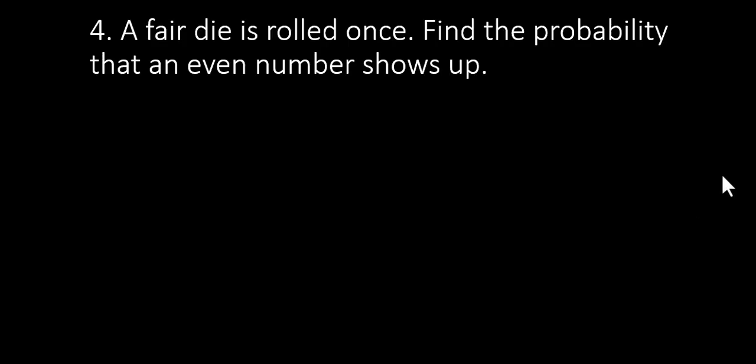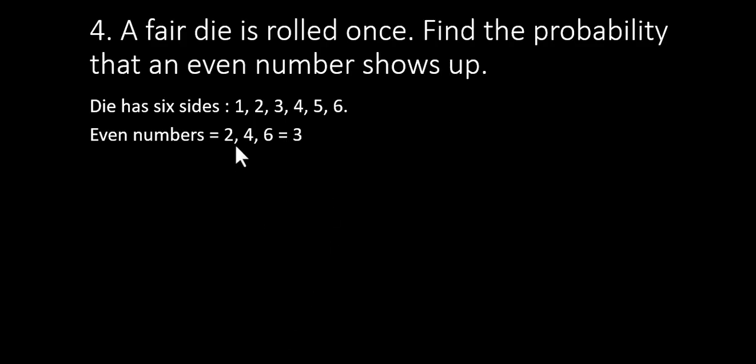In this particular case, we have 6 outcomes, since when we roll a die, we usually expect 6 outcomes. A die has 6 sides, so it has 1, 2, 3, 4, 5, and 6. We are going to pick the even numbers, which are basically 2, 4, and 6, which equals 3.